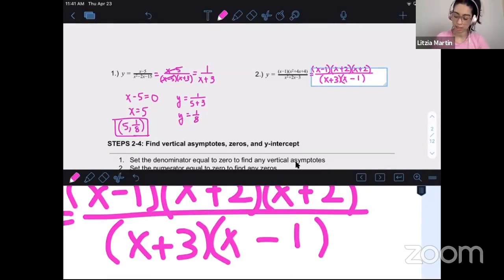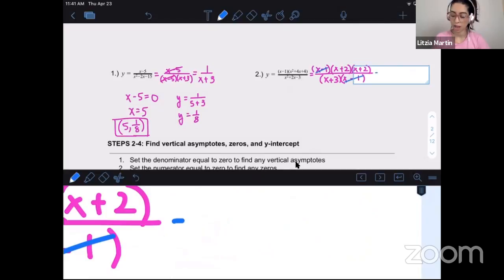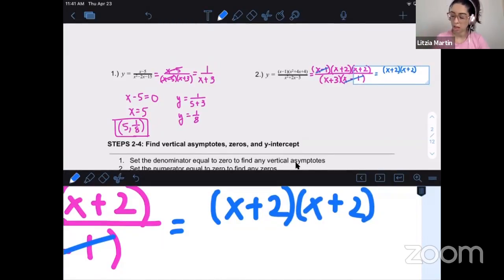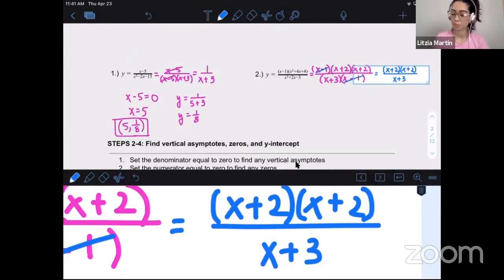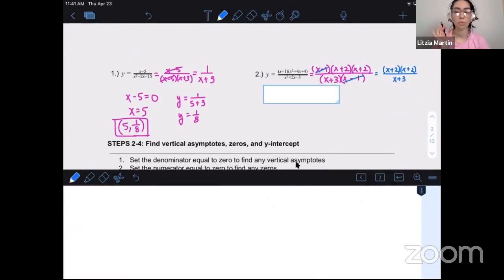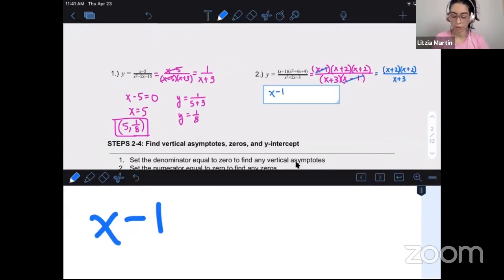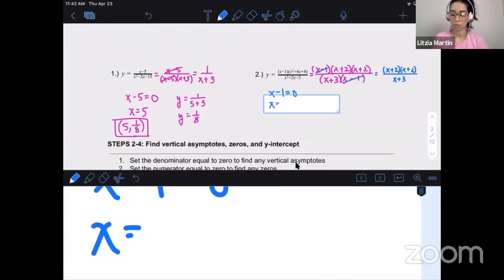From here, I can see that I have an x minus 1 up top and x minus 1 at the bottom. So I'm left with x plus 2 times x plus 2, technically x plus 2 squared, you could change that if you'd like, divided by x plus 3. So what did we cancel? We canceled out x minus 1. So that is what I'm going to set to 0. That means x is equal to 1. So that's the x coordinate.